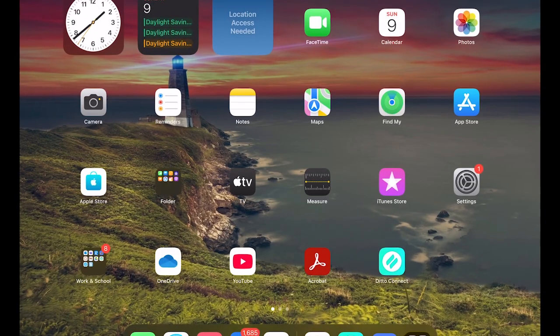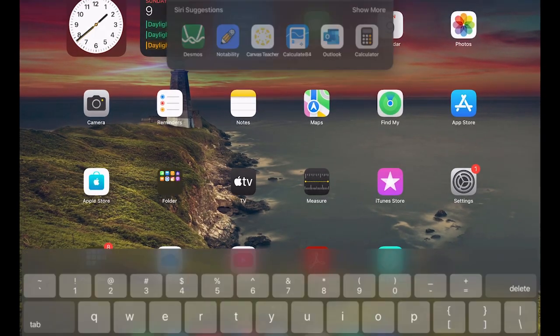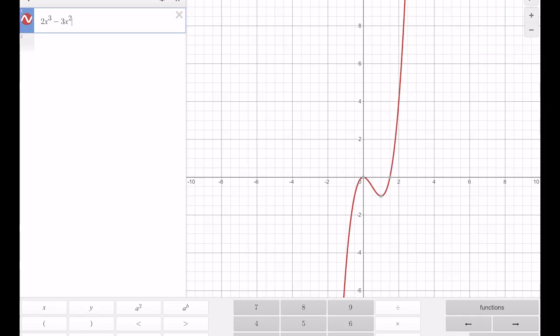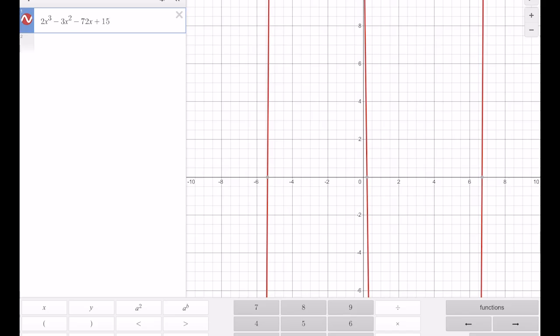Okay, and we can show this on a graphing calculator. So I'm just going to pull up Desmos and type in my function, and we'll take a look at what we have here. So we've got 2x to the third, minus 3x squared, minus 72x, plus 15. Okay, and you can see it's a giant graph, right?